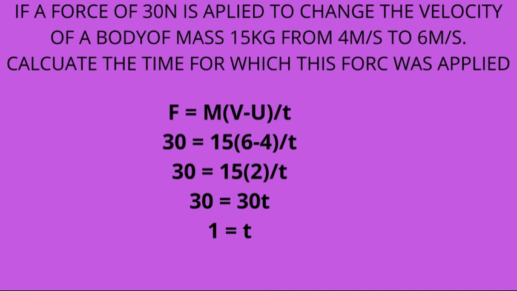And then here's one more example. A force of 30 Newton is applied to change the velocity of a body of mass 15 kg from 4 meters per second to 6 meters per second. Calculate the time for which this force was applied. There we have, this is Newton's second law. The force changed the momentum, so we are calculating the time of change. Hence we make t subject of the formula, and we have 1.